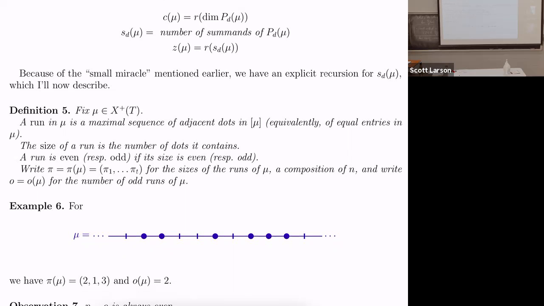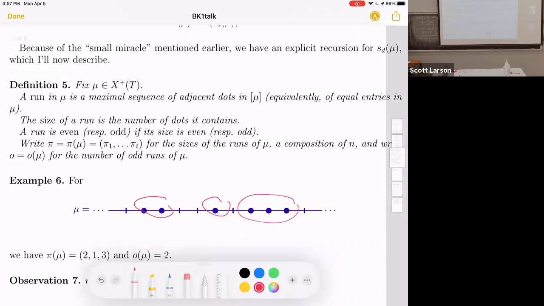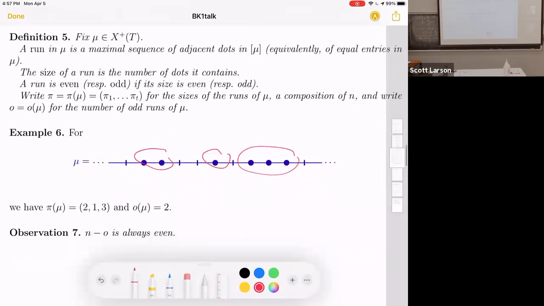So a run in mu is a maximal sequence of adjacent dots in the weight diagram. And the size of a run is the number of dots it contains, and the parity is the parity of the number of dots. And we write pi, or pi of mu, for the sizes of the runs of mu, which will be a composition of n because there are n dots. So this example here has a run of 2, a run of 1, and a run of 3. So the pi is 2, 1, 3. And we let O, or O of mu, be the number of odd runs of mu, runs of odd size. This has 2 odd runs.